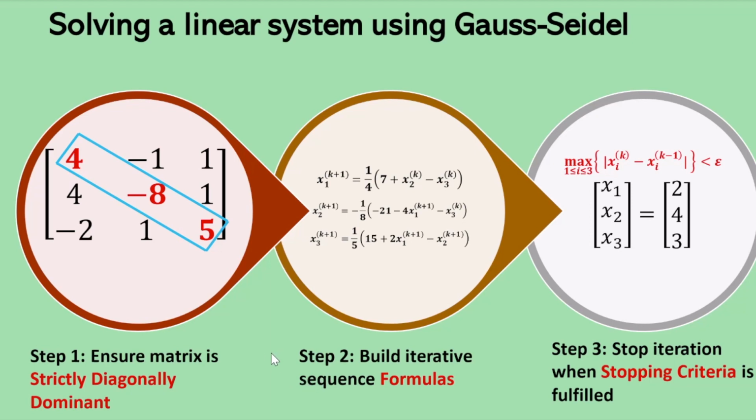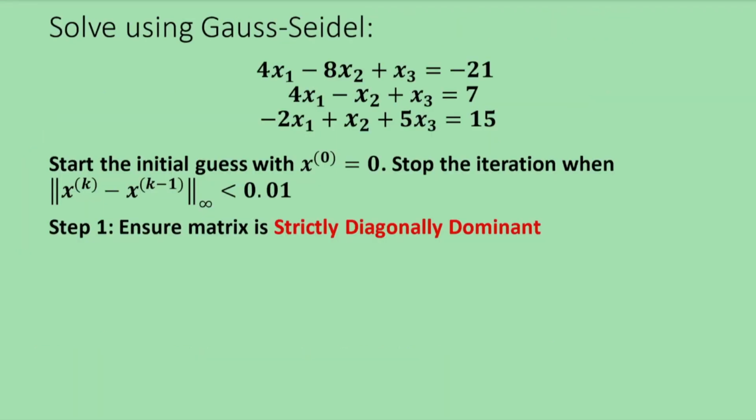The first one is to ensure that the matrix is strictly diagonally dominant. The second step is to build iterative sequence formulas. And finally, we take into consideration the stopping criteria to solve the linear system. In the first step, we have to ensure that the matrix is strictly diagonally dominant, and I will show you how.